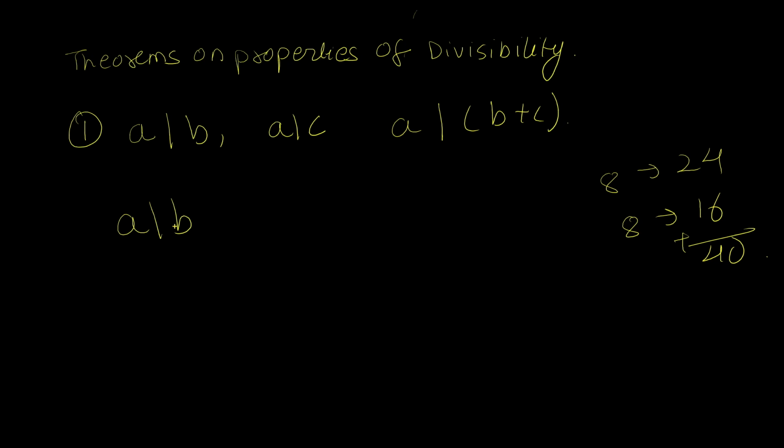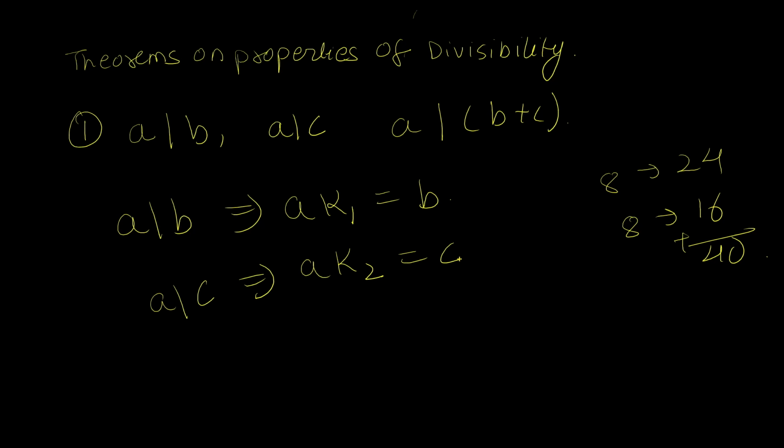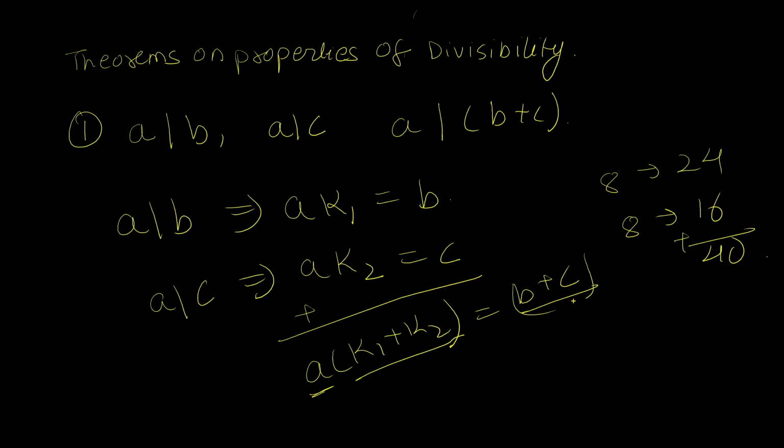So A divides B would imply A times some constant K1 is equal to B. Okay, and A divides C would similarly mean that A times some constant K2 would be equal to C. So I could add these equations together, and that would give me A times K1 plus K2 would give me B plus C, right? And since A times some constant is equal to this value, I could use the same logic, right? Because if this implies this, the reverse implication is also true in this case. So I could write A divides B plus C. And how many times does A divide B plus C? That's K1 plus K2 times.